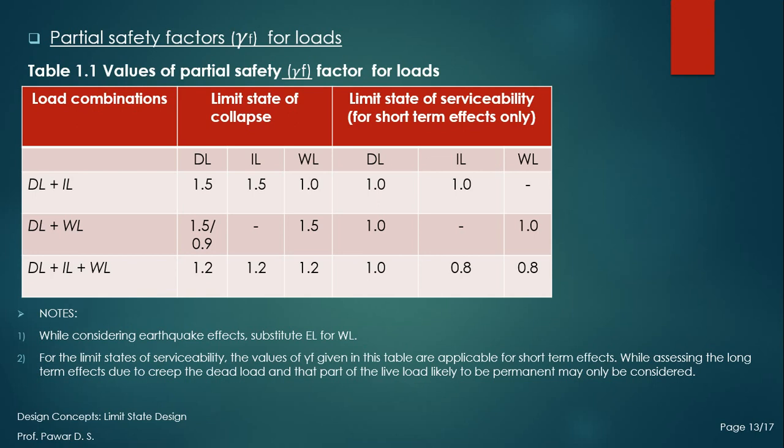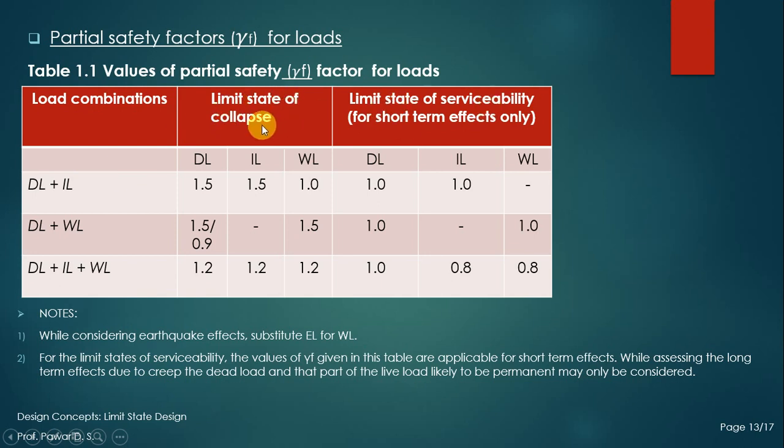Various partial safety factors for loads. Now when we are dealing with the limit state method, the partial safety factor for material is different and the partial safety factor for loads is different. Gamma f is the partial safety factor for loads, and its values are given like this. It is based upon the load combinations, the actual load coming on the structure, and we have to consider the combinations for the limit state of collapse and the limit state of serviceability.